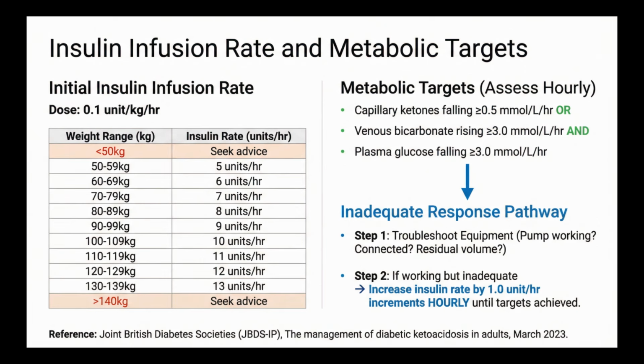Step 2. If everything is functioning correctly and the response is still inadequate, increase the insulin rate by 1 unit per hour, every hour, until the metabolic targets are achieved. Exam-focused key message. In DKA, you treat ketones and acidosis, not just glucose. And if the response is poor, check the pump before the patient, then increase insulin in controlled hourly steps.